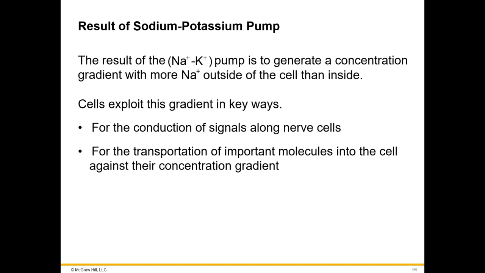Cells exploit this gradient in key ways. Two of the main ways is the conduction of signals along nerve cells. That is only made possible by these sodium-potassium pumps. And also the transportation of important molecules into the cell that need to go against their concentration gradient to get there.